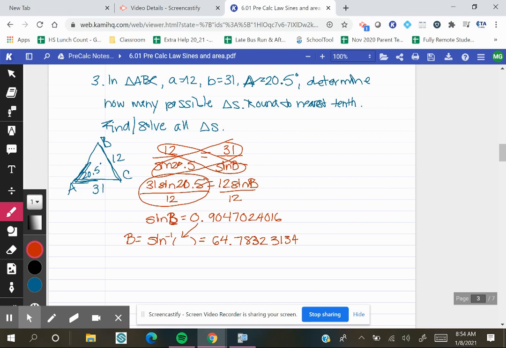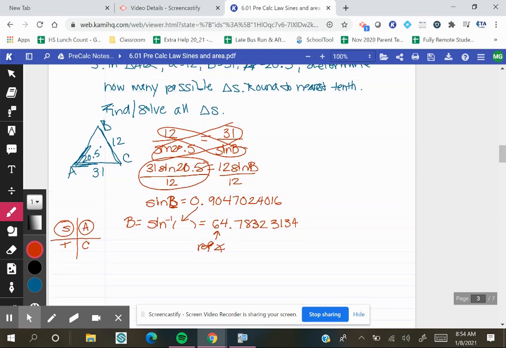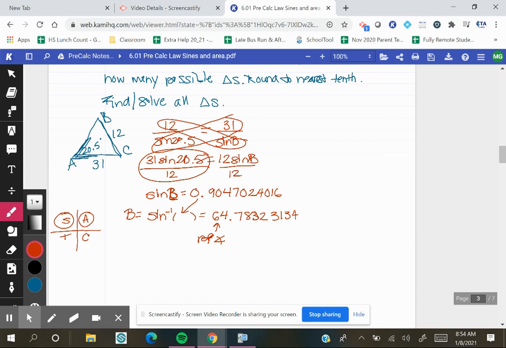So first we need to figure out what quadrants we could possibly be in here. So sine of B is equal to a positive number. So where is sine positive? Because sine B equals positive 0.9. All right, so it's positive in quadrants 1 and 2. So now let's talk about our reference angle. Is this angle acute? Yes. Is it positive? Yes. And it's formed with the x-axis? Yes. So that's going to be our reference angle. It's already acute, so we don't need to do anything to find our reference angle.